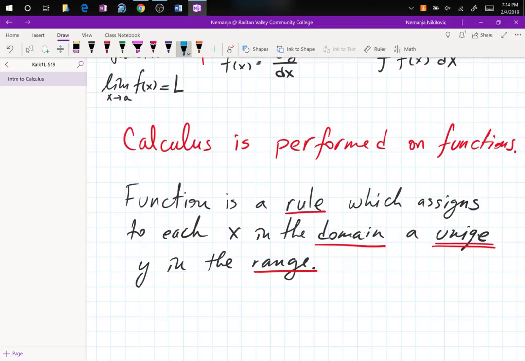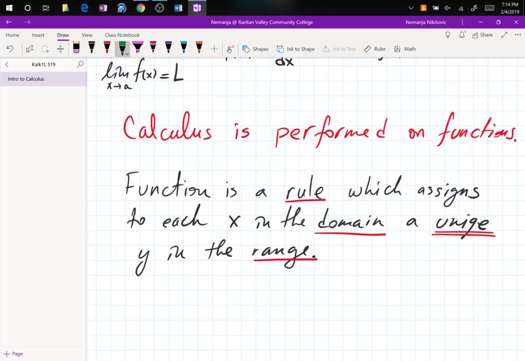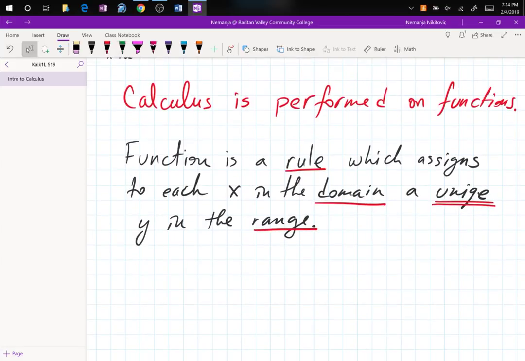Now we explain those words. Let's go green. Rule refers to a formula. f of x equals x squared plus 3. So you have some formula. It could be e to the x minus 1, it could be sine x over 2. Some formula is there. That's the rule, the rule that you are going to use to compute the values.